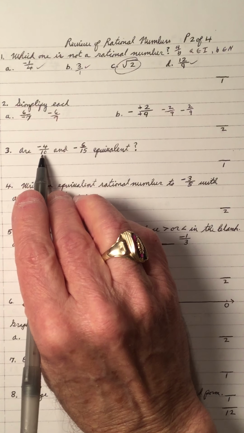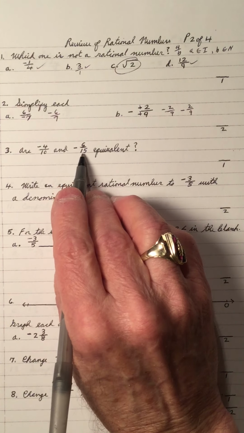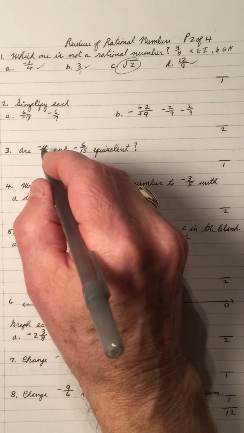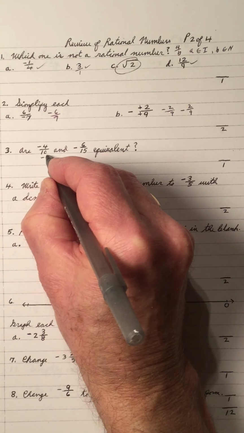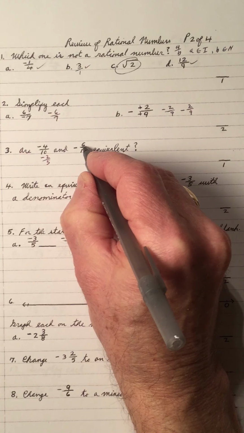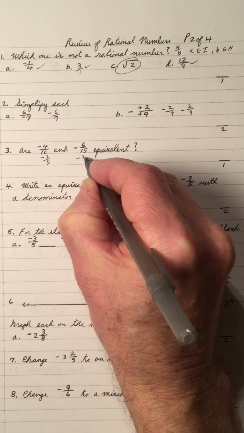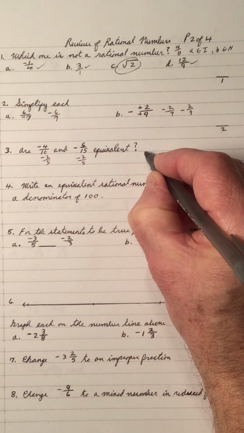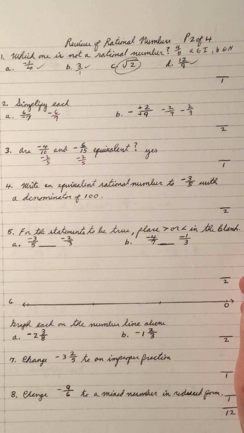Are negative 4 over 10 and negative 6 over 15 equivalent? We'll divide by 2, I get a negative 2 over 5. And divide by 3, I get a negative 2 over 5. And the answer is yes, they're equivalent.